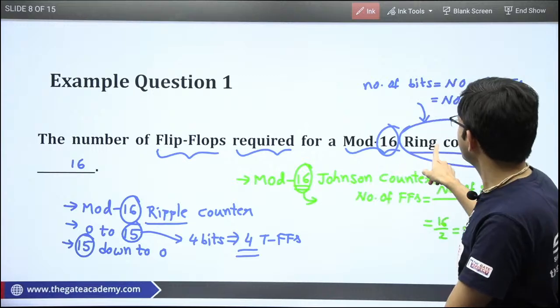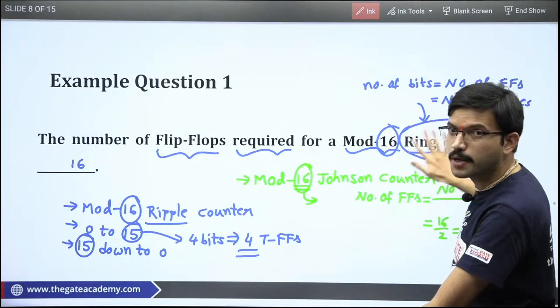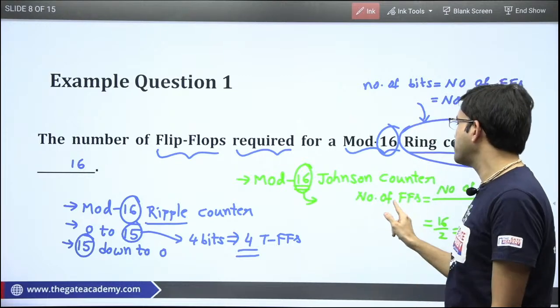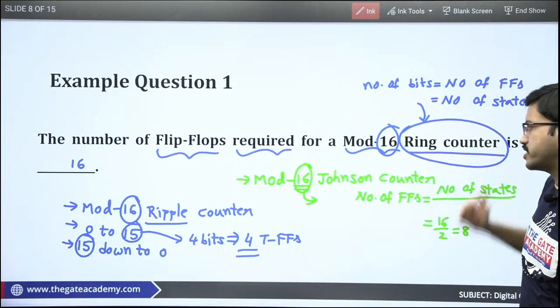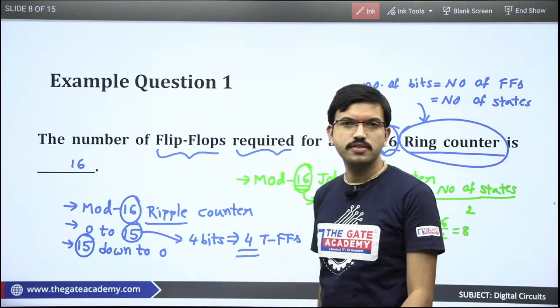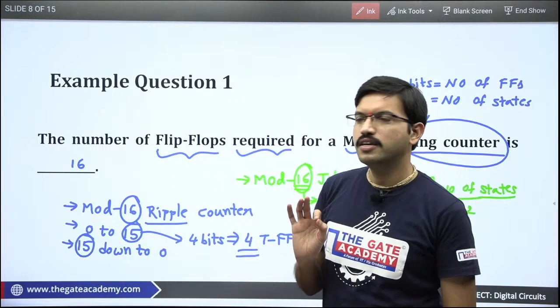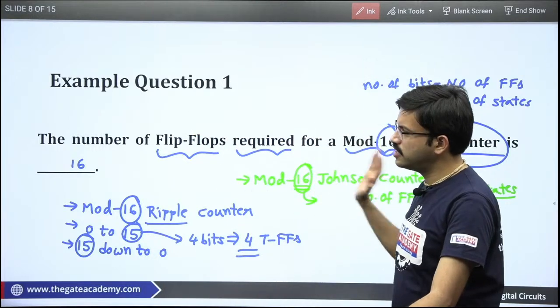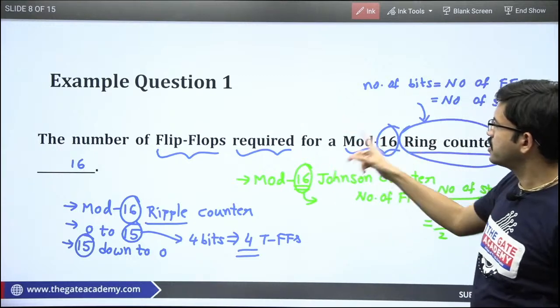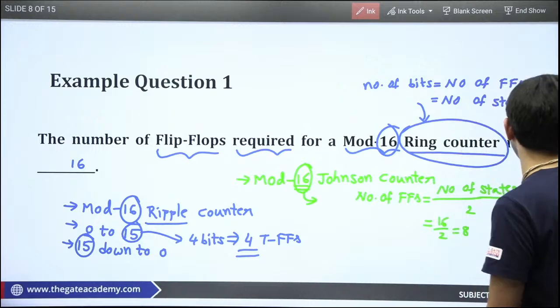Whereas for ring counter, number of states, number of bits, number of flip-flops all are same. In the Johnson counter, number of flip-flops will be half of the number of states. So the answer is 8. Here in the ripple counter, answer is 4. Now it is clear for everyone. I hope you will never make a mistake in the GATE exam regarding any particular counter, when asked the minimum number of flip-flops.